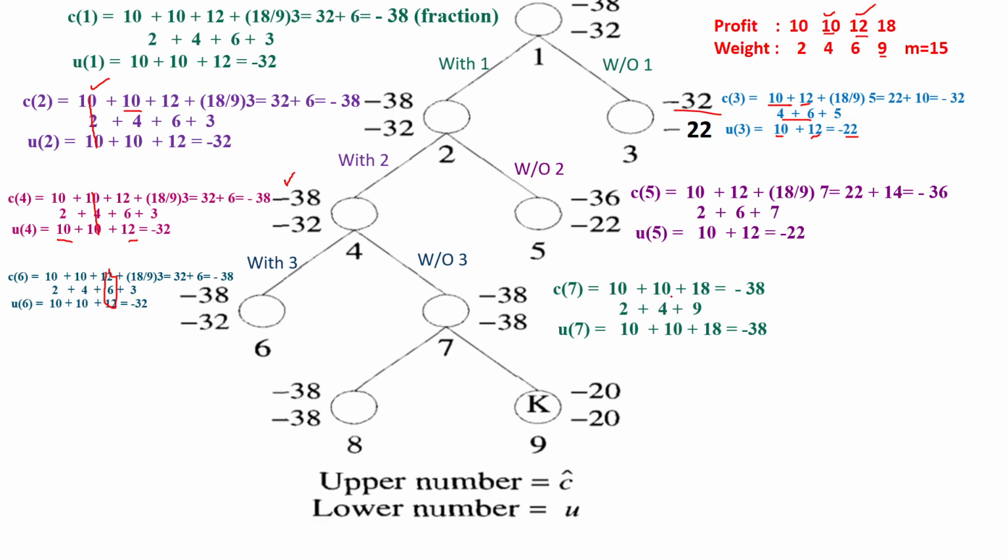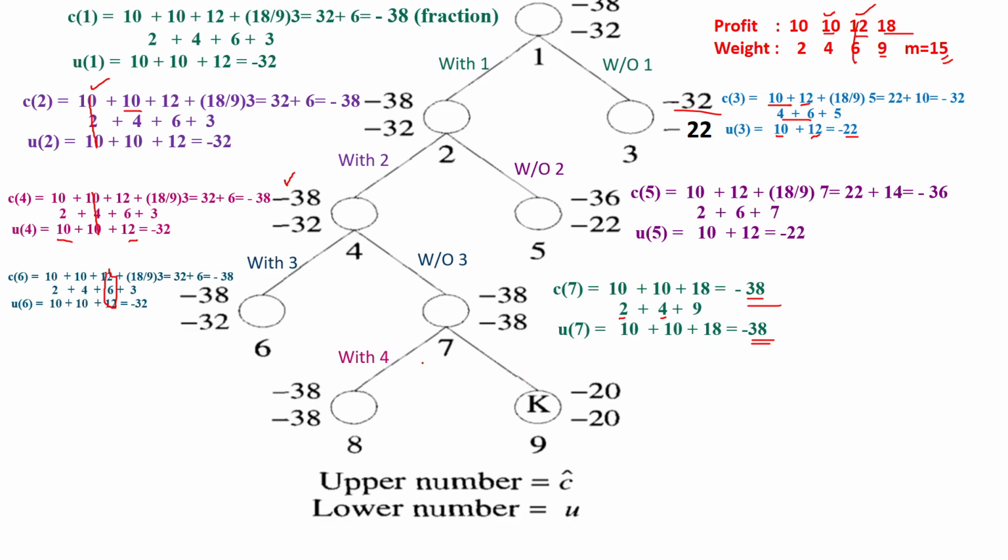First item profit 10, second item profit is 10. Now third item is not considered. Weight of the first item is 2 and weight of the second item is 4. Then 4 plus 2 is 6. Is it possible to place the whole number? 9. Yes, 9 plus 6 is 15. It is equal to your capacity. Yes, you can place the whole item here. That's why it is not necessary to go for the fraction. Then you'll get minus 38, and for the lower number also it remains minus 38 here.